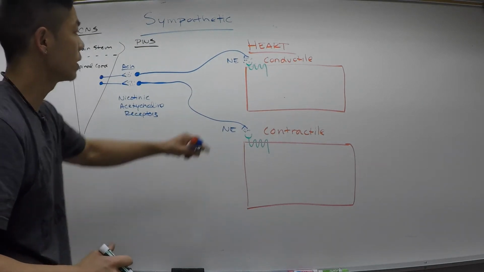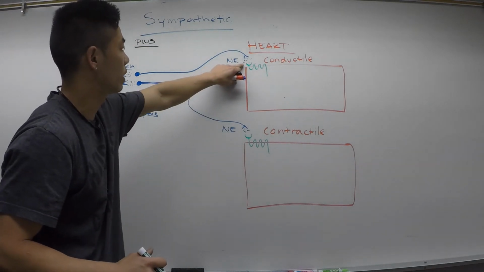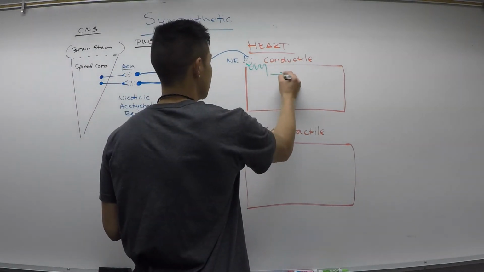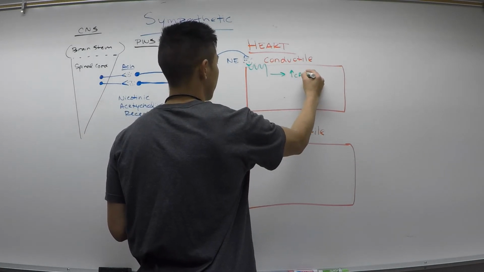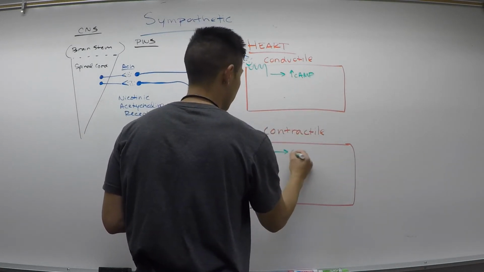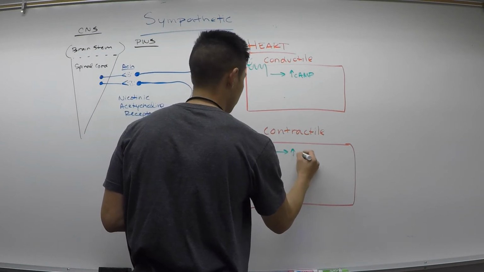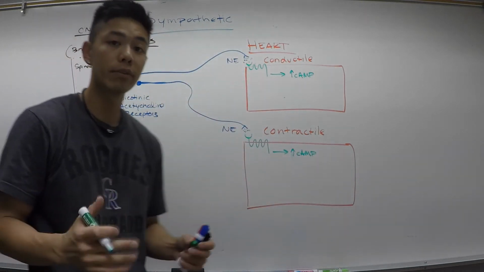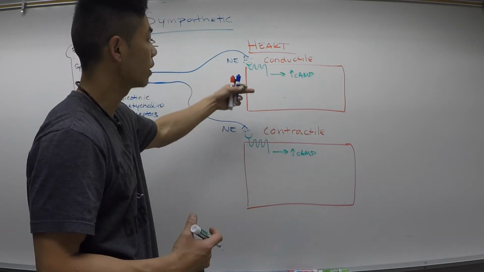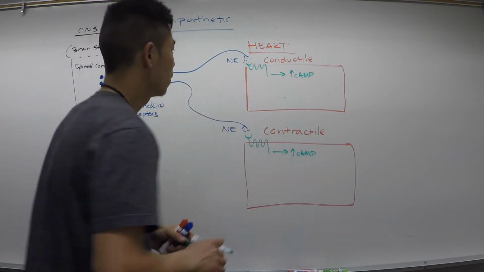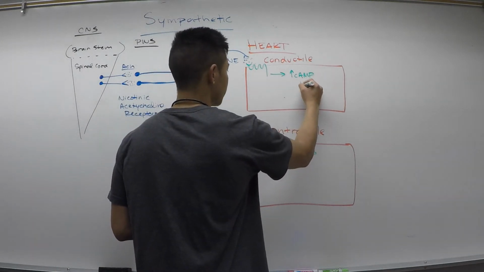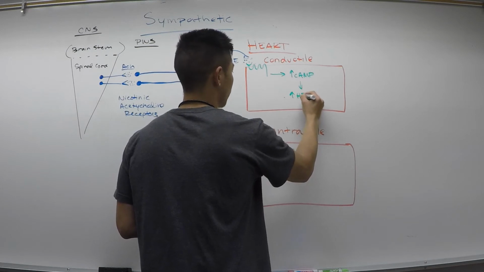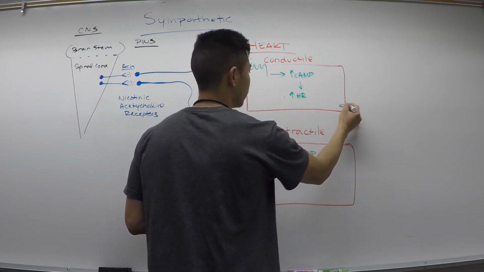And so once this norepinephrine attaches onto our G protein coupled receptor, what that's going to do is it's going to increase our levels of cyclic AMP. And so for both, we're going to increase our levels of cyclic AMP. And by increasing our levels of cyclic AMP, we're going to have different effects, because for the conductile cardiomyocyte, what that's going to do is, in turn, it's going to generate a faster heart rate by allowing more influx of Na+.